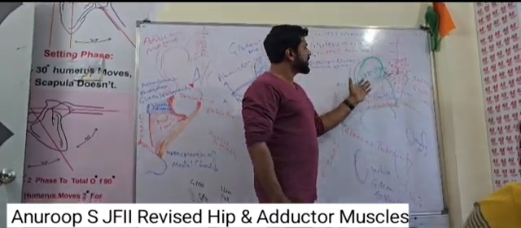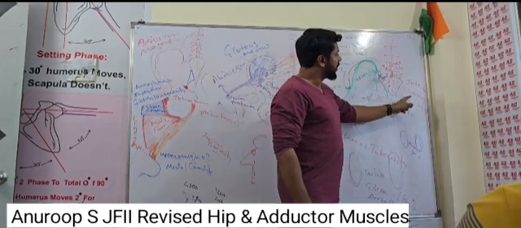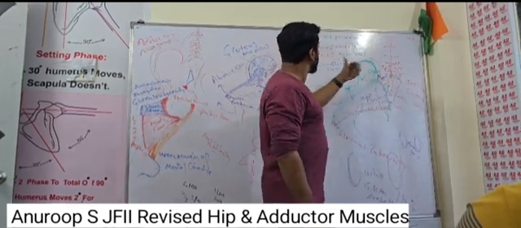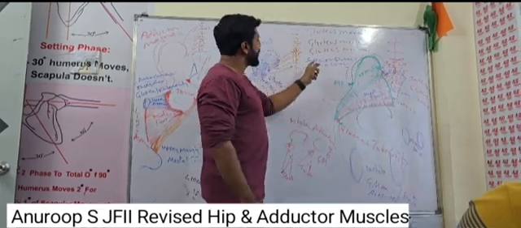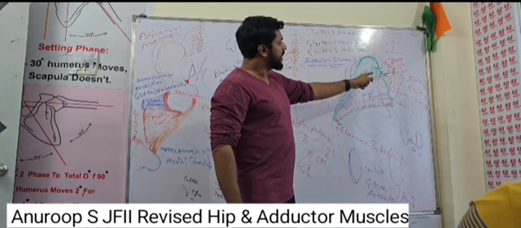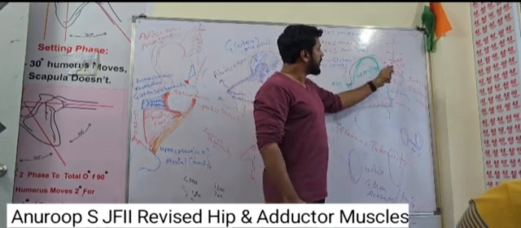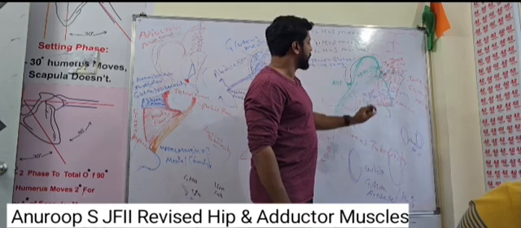The nerve which activates these muscles is known as the inferior gluteal nerve. Before I told superior and now inferior. The difference is that the superior gluteal nerve starts from L4 and the inferior gluteal nerve starts from L5. So it originates from L5, S1 and S2.